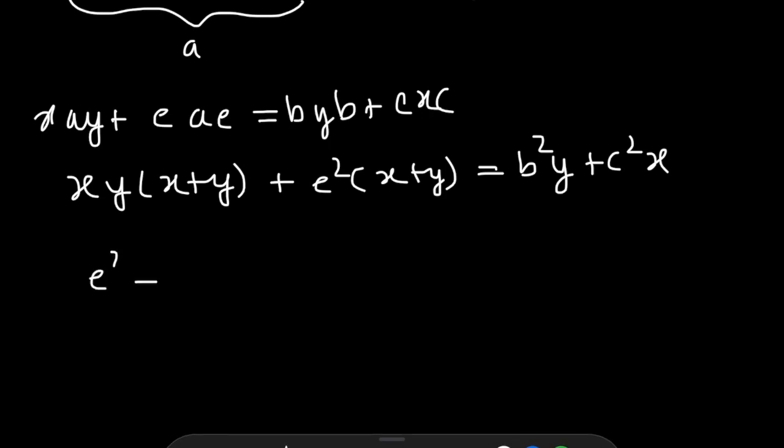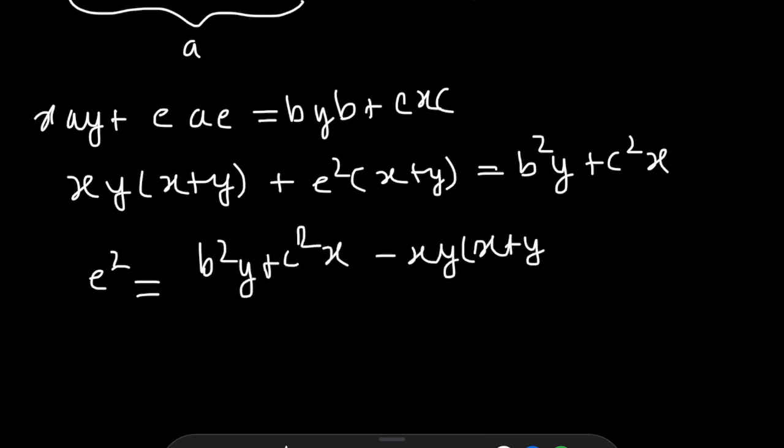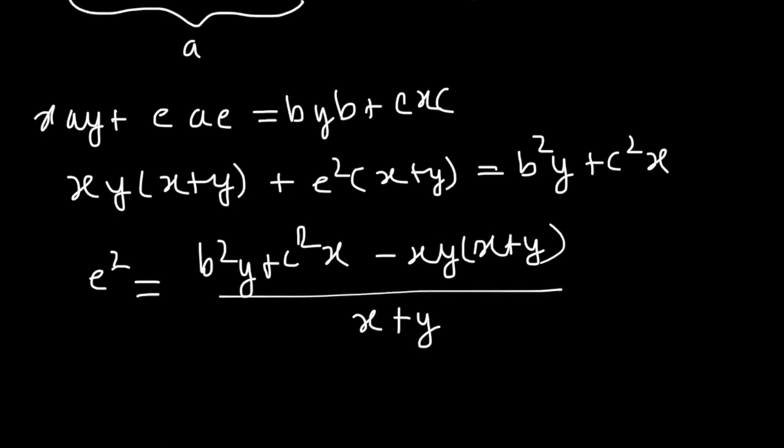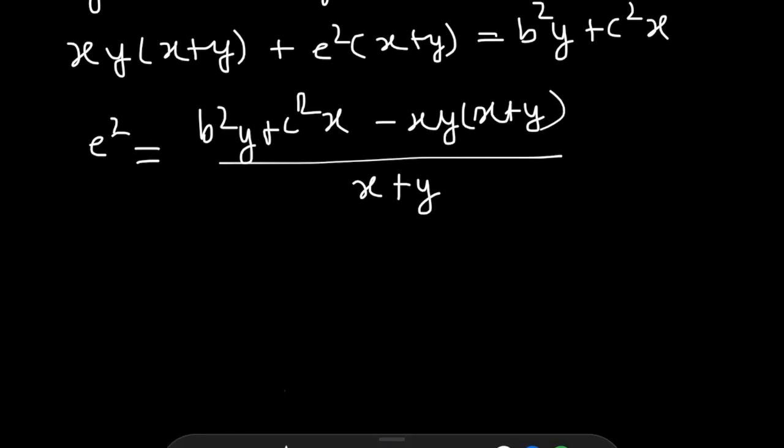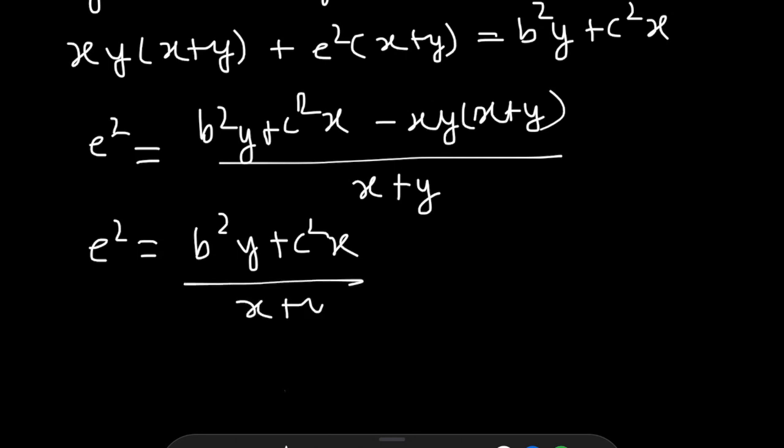So we get e squared is equal to (b squared y plus c squared x minus xy times (x plus y)) all over (x plus y), right? Simplifying a little bit more, we get that e squared is equal to (b squared y plus c squared x) over (x plus y) minus xy. And now we're going to use the statement that we proved last time.